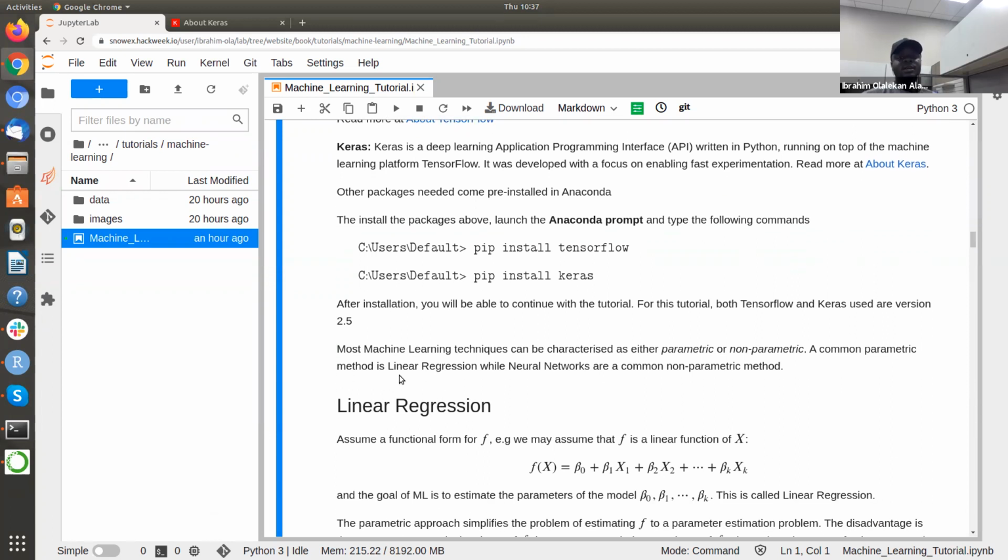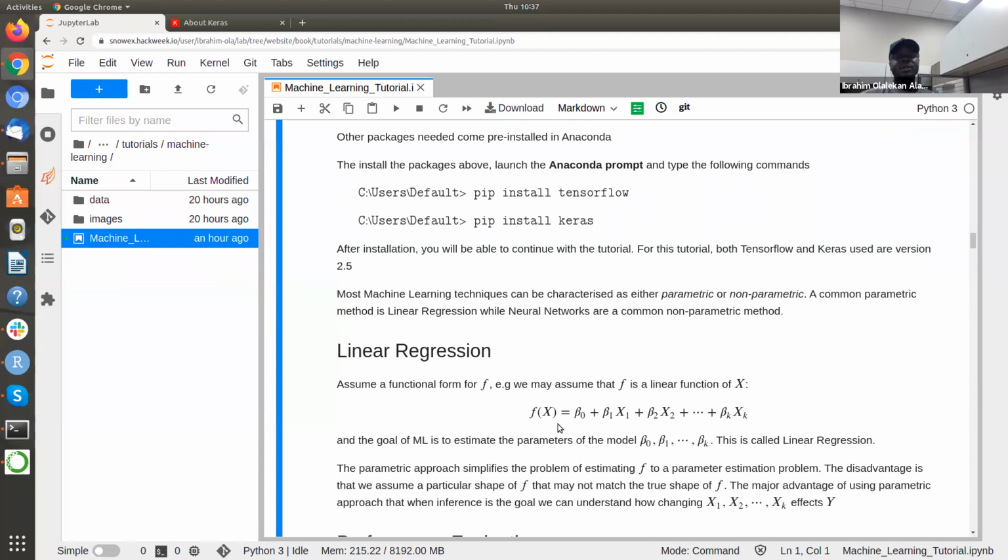Most machine learning techniques can be characterized as either parametric or non-parametric. We've talked about why we have to estimate F. Now, how do we estimate F? Estimating F is divided into two: it is either parametric or non-parametric. A common parametric method is linear regression, while a common non-parametric method is neural networks. In this tutorial, we are going to focus on two machine learning algorithms. The first one, which is a very simple algorithm, is linear regression. The other one we'll be using is neural networks. Both are machine learning algorithms.